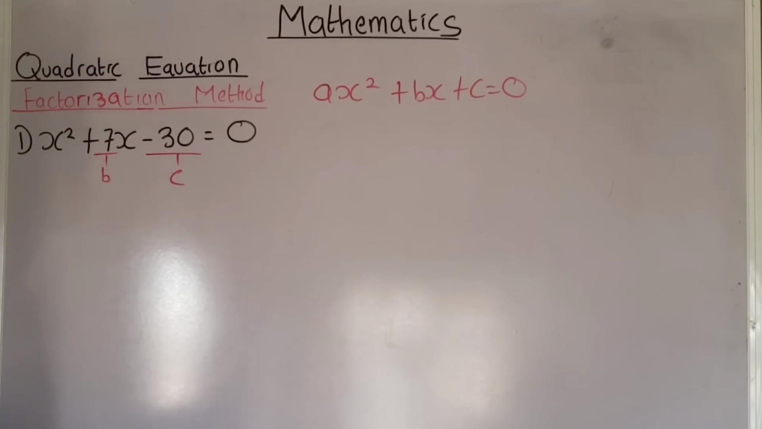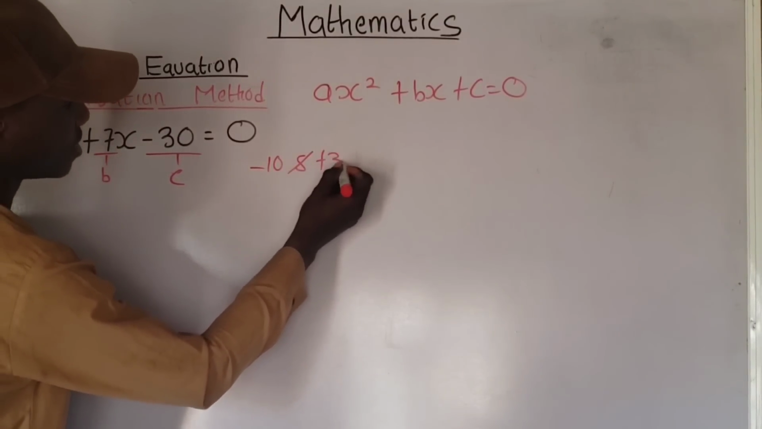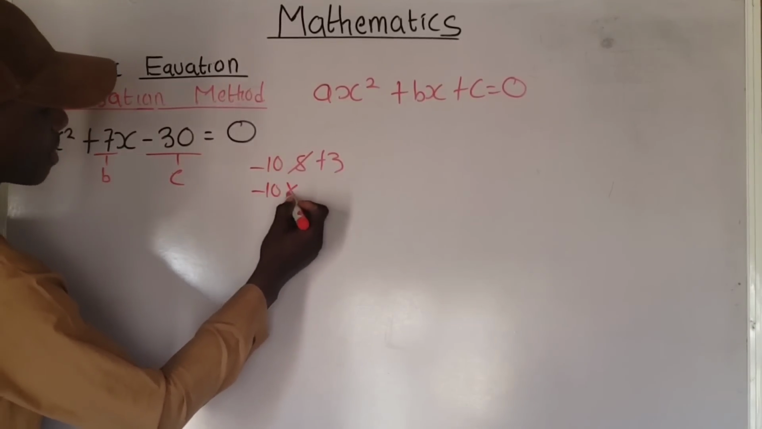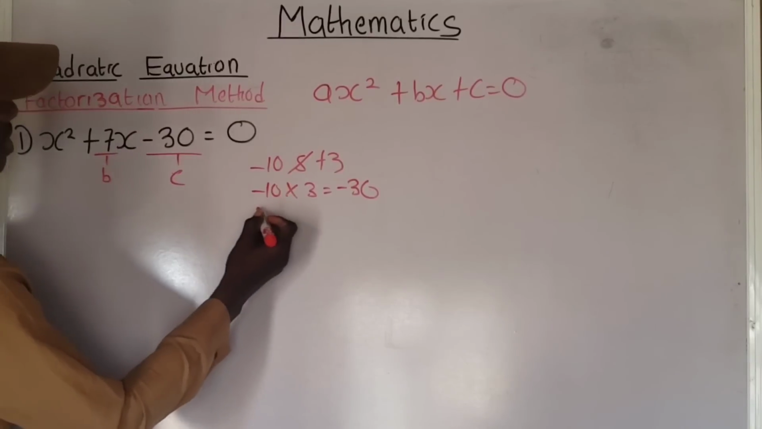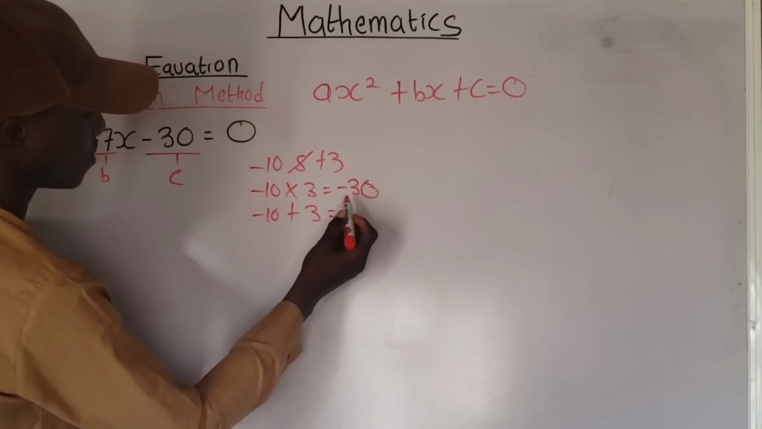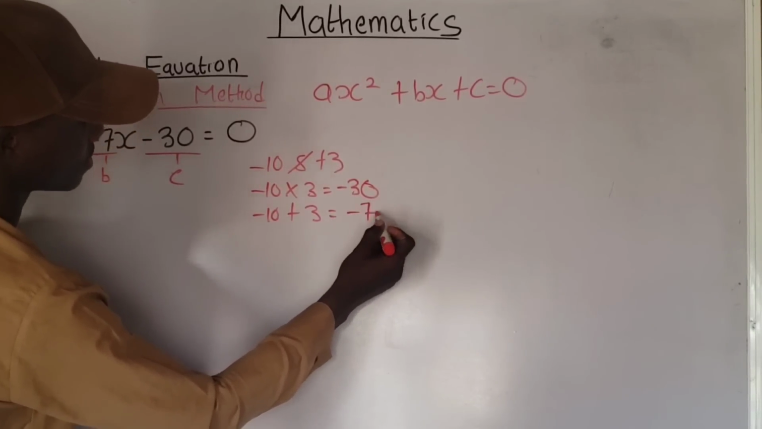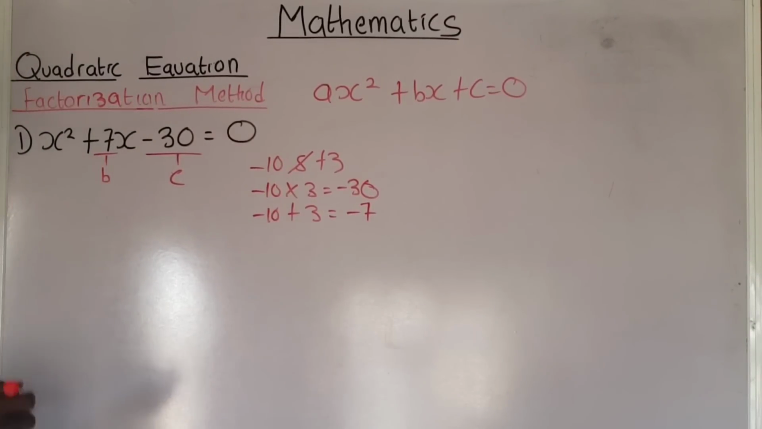Those two numbers are what? Negative 10 and plus 3. Let us check this out. Now, let us first take the product. The product is what? Negative 10 multiplied by 3. That is what? Negative 30, which is correct. Now, negative 10 plus 3, that will be what? That is negative 7, which implies that we are not going to use negative 10 and 3. Okay, let's try another number, 3 and negative 10.